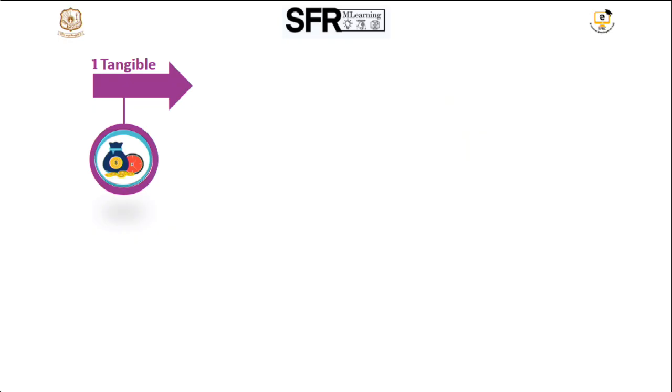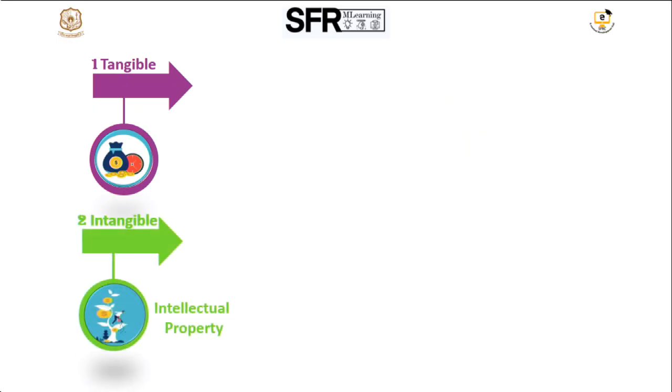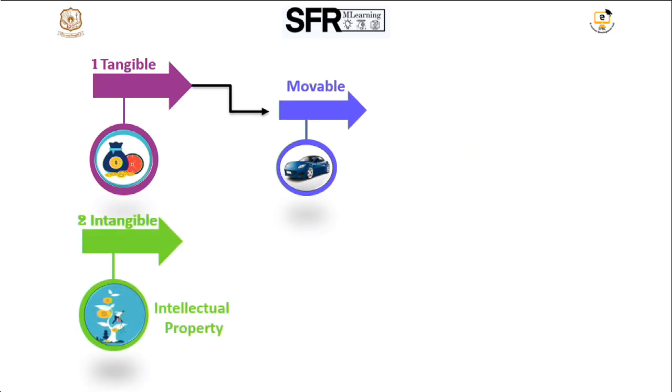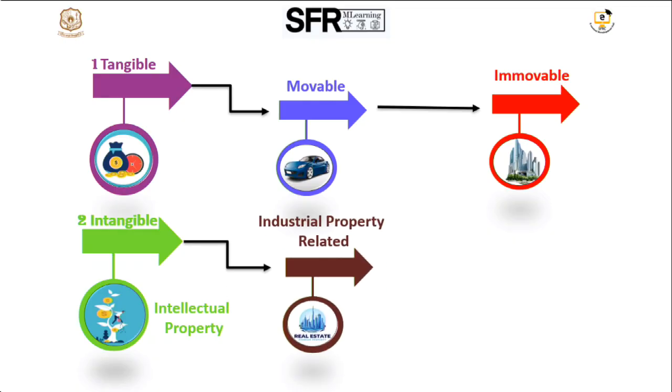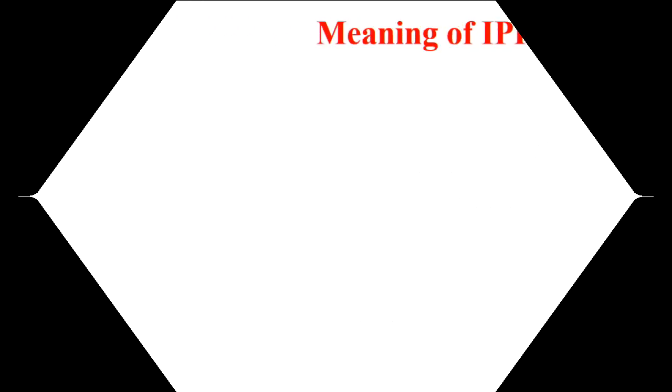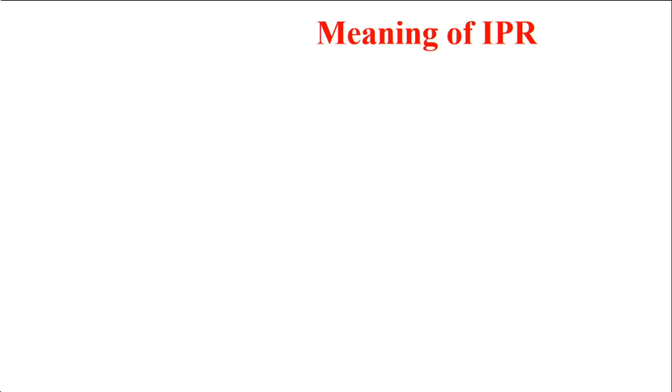One is tangible, another one is intangible. Under the category of tangible, there are two types of assets we can see, which are movable asset and immovable asset. Whereas in the case of intangible asset, there are two types of property rights, which are industry related rights and copyright related rights. So let us move on with the meaning of intellectual property.